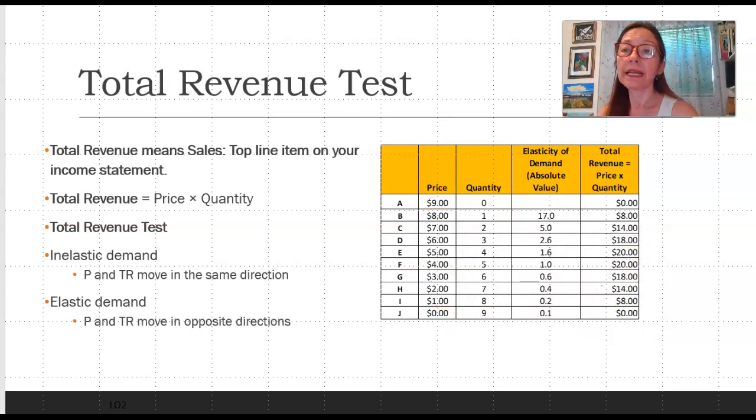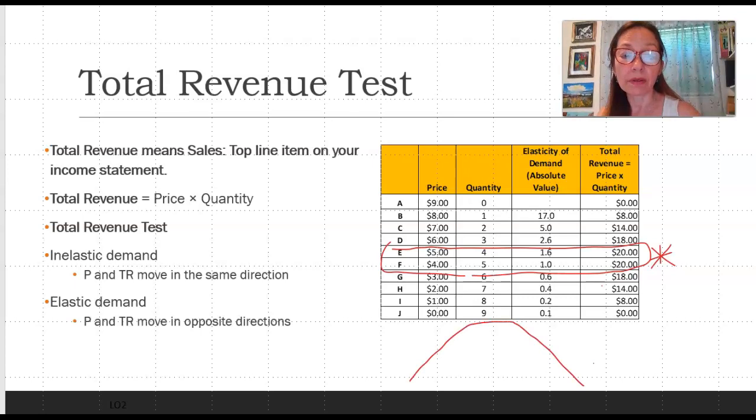Okay. Let's take a look and let's see what is happening. As we lower the price, total revenue increases right here between points E and F. Our total revenue is maximized. Okay, we are getting the most money coming in. And then after that, our revenue starts to go down. So we have revenue going up, tabling off, and revenue going down.